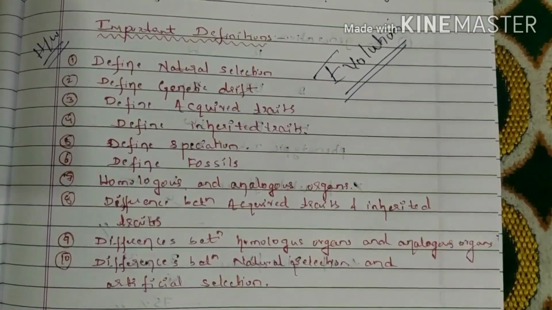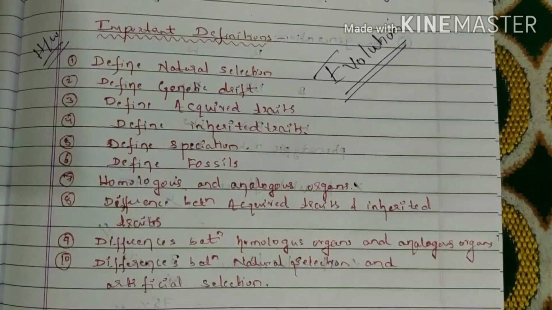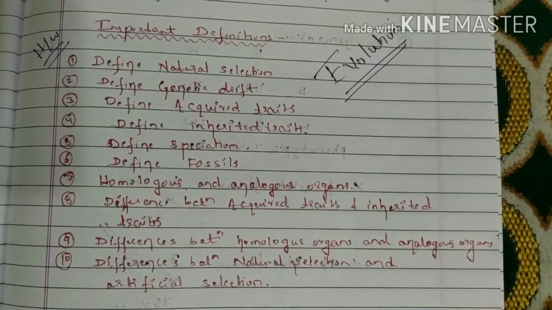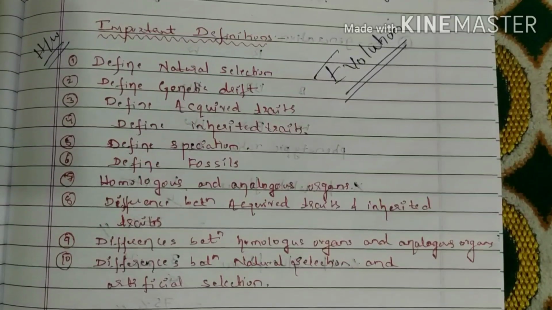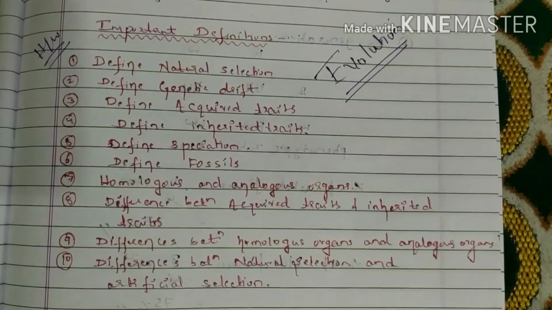Then the last, 10th one, is differentiate between natural selection and artificial selection, which comes under the stage of evolution, okay. It is also a very important concept. Maybe this question comes here in this chapter, or maybe from the reproduction chapter, okay. Both ways you have to solve natural selection and artificial selection, so later on we can take this definition, okay. So these are 10 points which we have to be perfect on, okay.